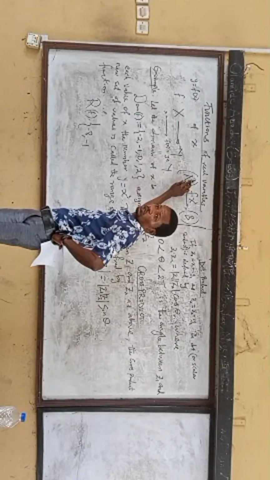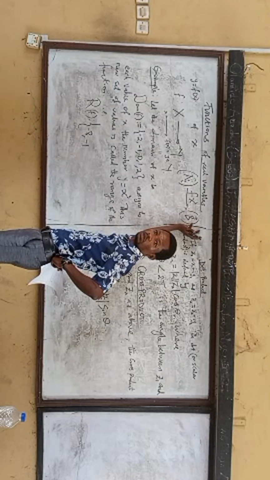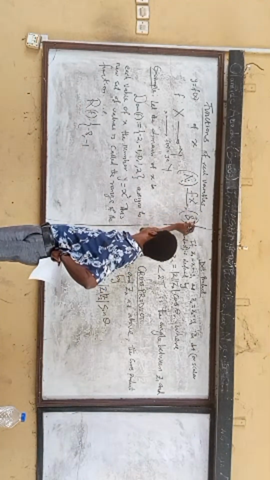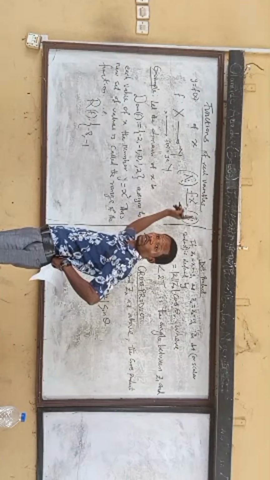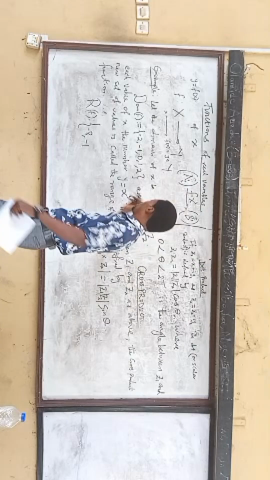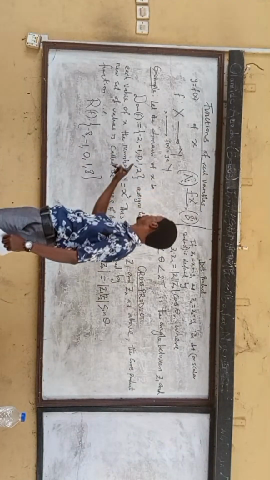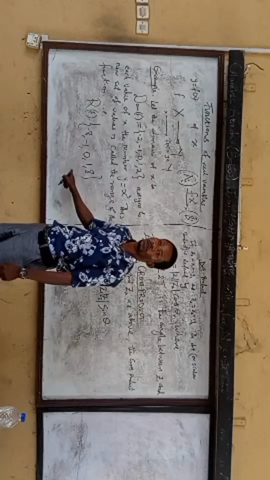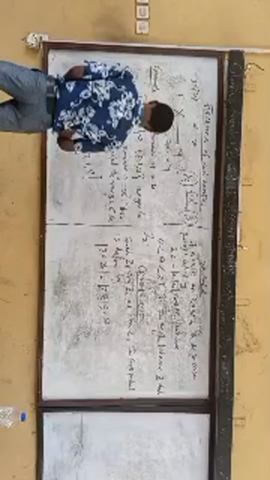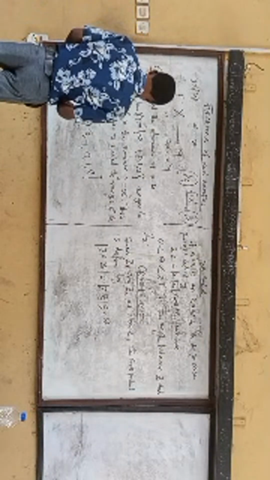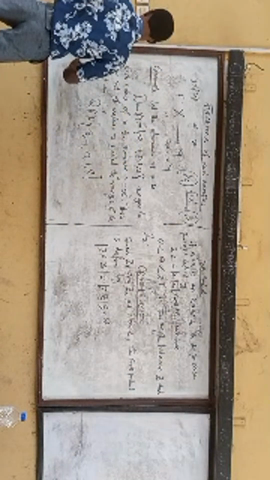If you put minus 2 into this function, you're going to get minus 8. That's what we are saying. If you put minus 1, you get minus 1. If you put 0, you get 0. If you put 1, you get 1. If you put 2, you get 8. If this is the domain, then this will be the range of the function. Are we okay? Yes. Thank you very much.